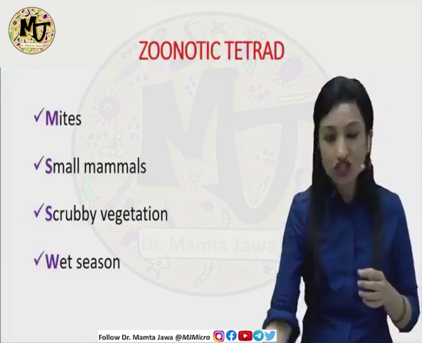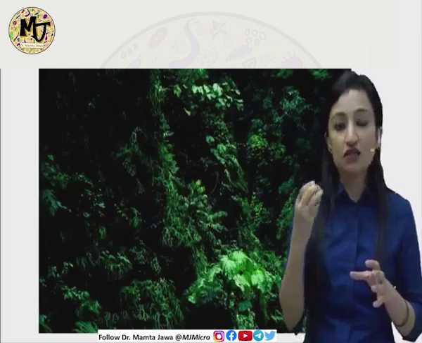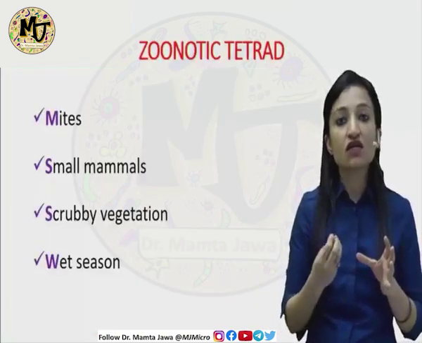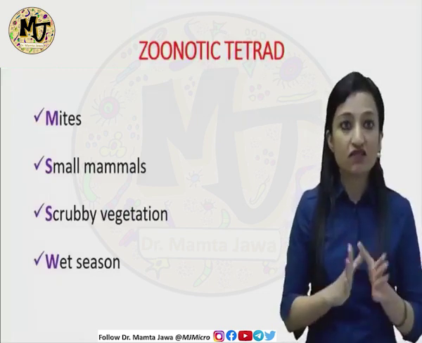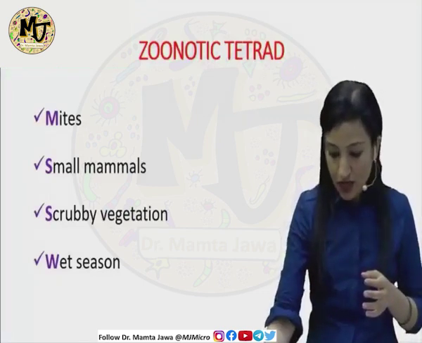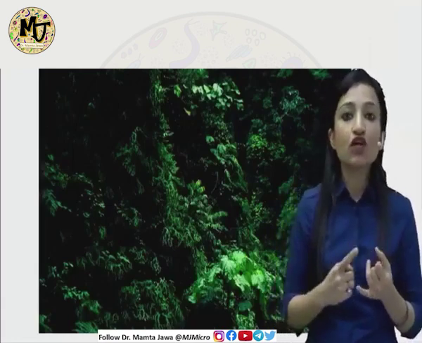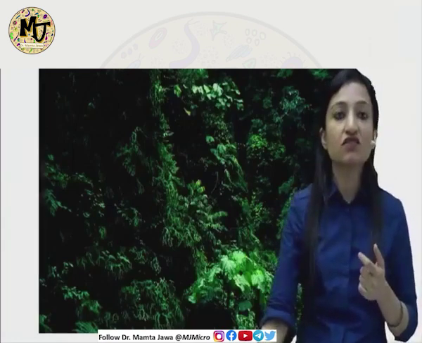Then scrubby vegetation, which looks like this, bushy vegetation, which is a very supportive habitat for the mites, because it is in this vegetation environment that chiggers are produced. And lastly, wet season, that is rainy season, because chiggers are most commonly produced during wet season. Now, although scrubby vegetation is included in the tetrad, desert regions, sandy and semi-arid regions can also be endemic if the vector is found to be present in these regions.